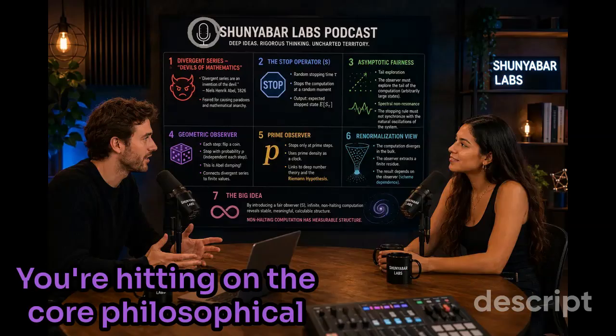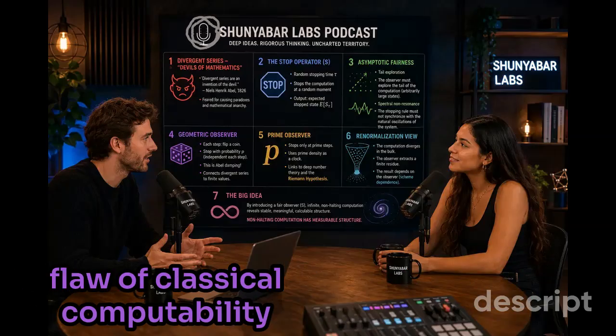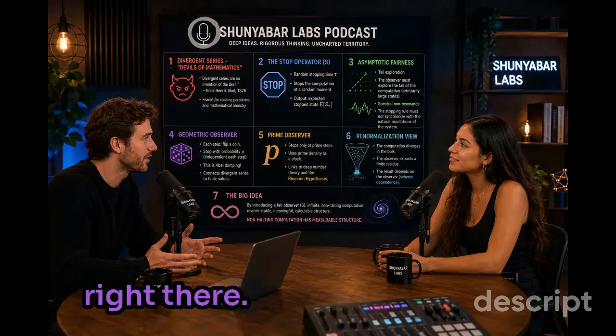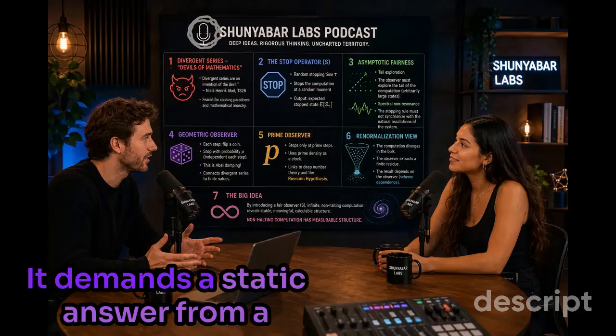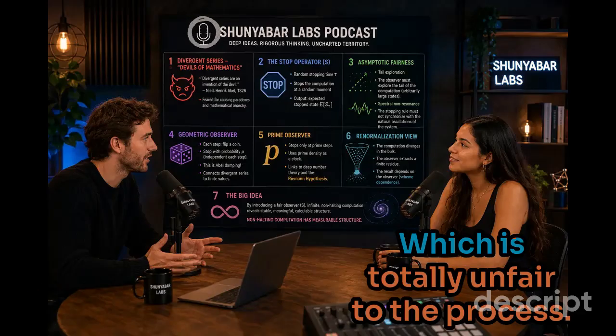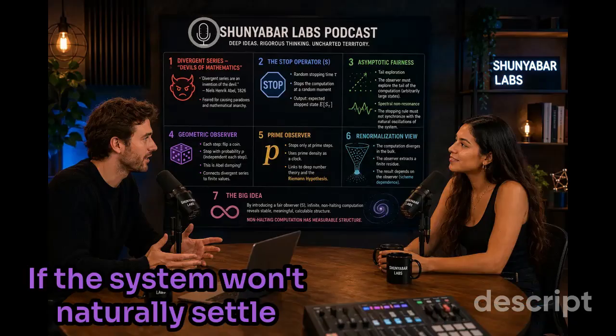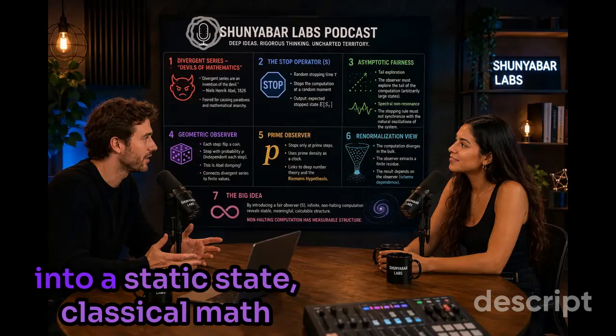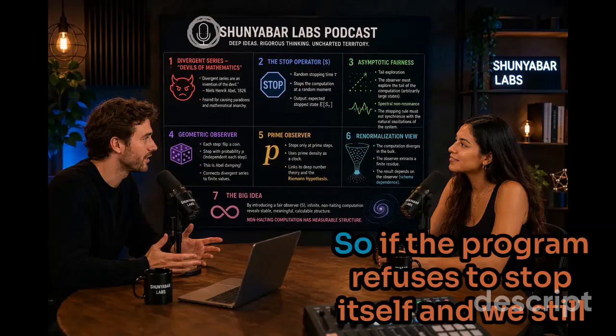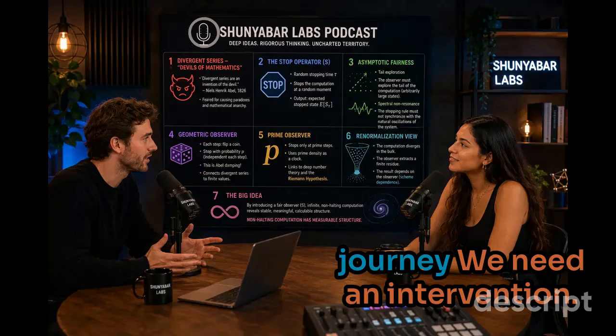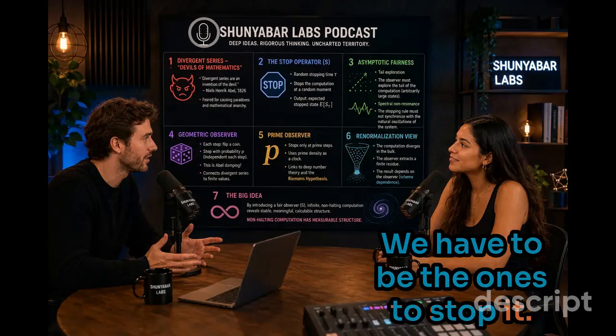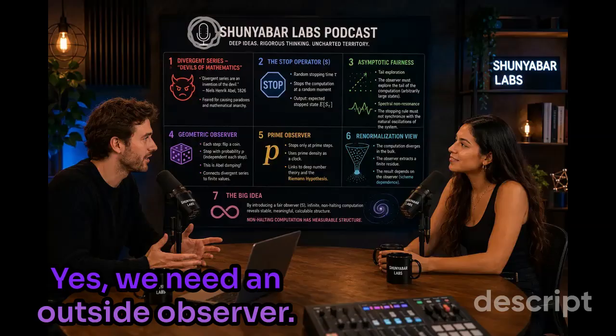So why should we discard the reality of that path just because it doesn't fit into a neat little output box? You're hitting on the core philosophical flaw of classical computability right there. It demands a static answer from a dynamic process. Which is totally unfair to the process. It is. If the system won't naturally settle into a static state, classical math just breaks down. So if the program refuses to stop itself and we still want to measure the shape of its journey, we need an intervention. We have to be the ones to stop it. Yes, we need an outside observer.